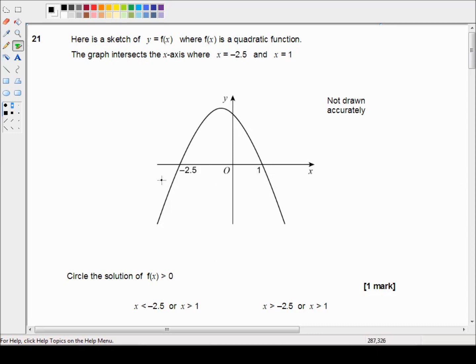Okay, so we're looking for the values along the x-axis that would make the curve above the x-axis. So we're looking at this entire range here. Everything between negative 2.5 and 1. So that's all of this area is above the x-axis. In other words, the solution to f of x is bigger than 0.